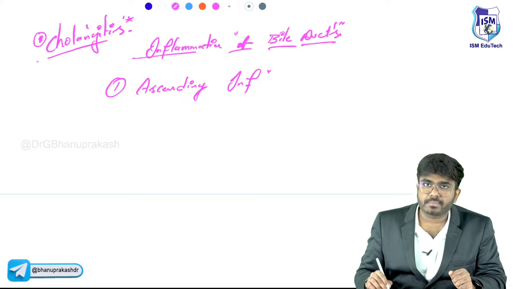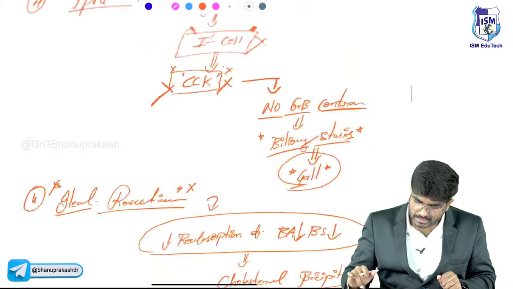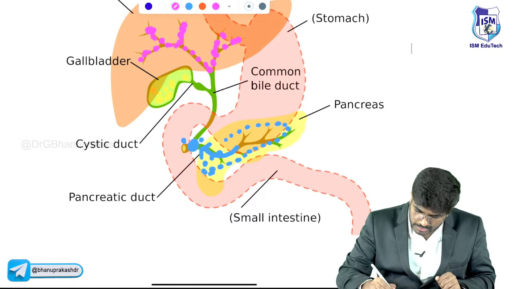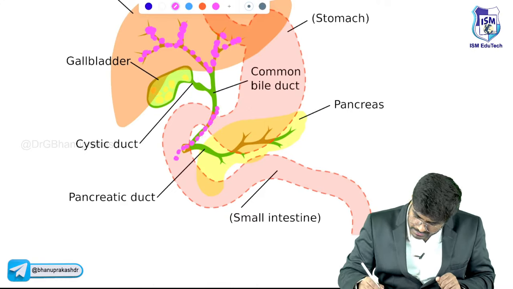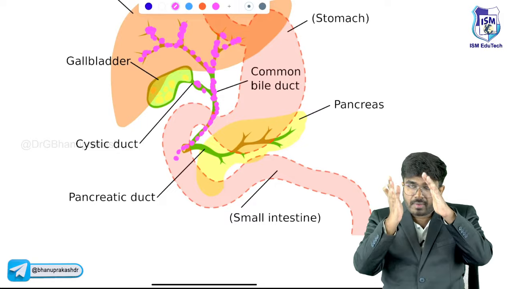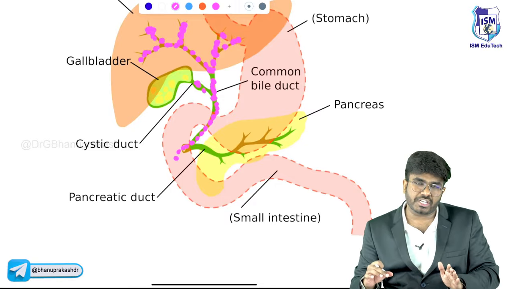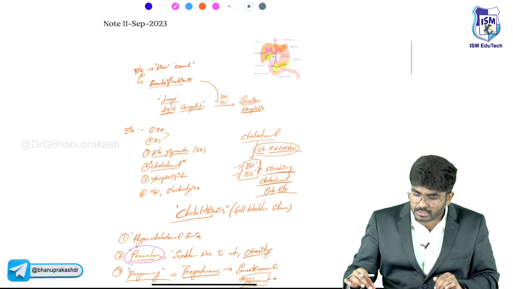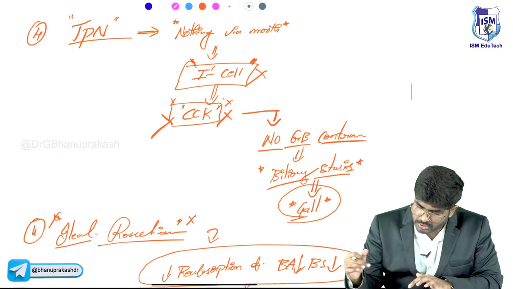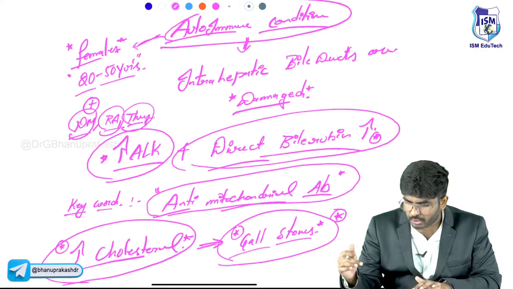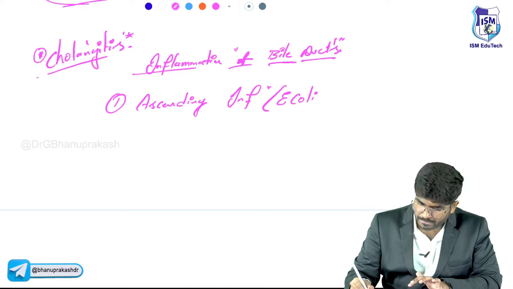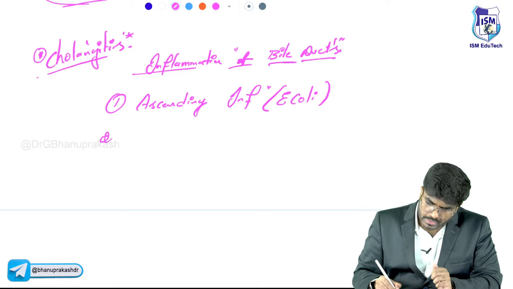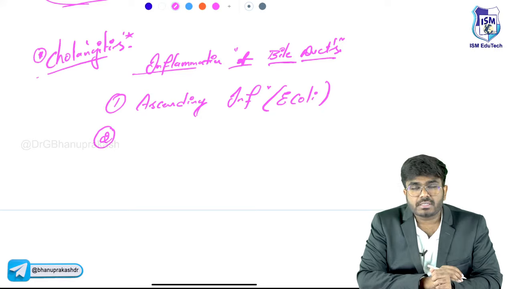For example, let me show you. Look, from here, from the duodenum, the bacteria are ascending up like this and causing inflammation of this entire biliary tree. That is called cholangitis. So what is the most common organism? The most common organism is going to be Escherichia coli, E. coli. So ascending infection, E. coli.